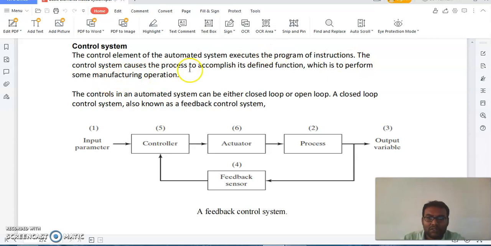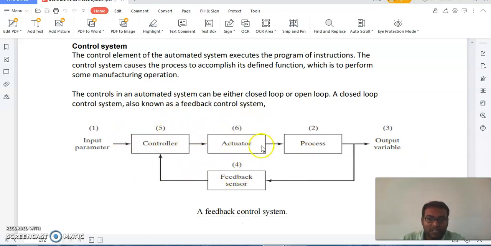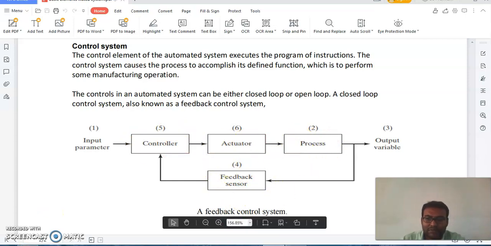The control system causes the process to accomplish its defined functions, which is to perform some manufacturing operations. The controls in an automated system can be in the form of a closed loop system or an open loop system. A closed loop system is also known as a feedback control system. This is the block diagram of an example of a closed loop control system. It has a controller, actuator, process, feedback, and sensor.